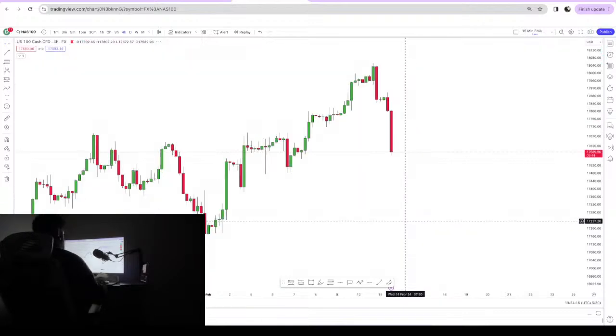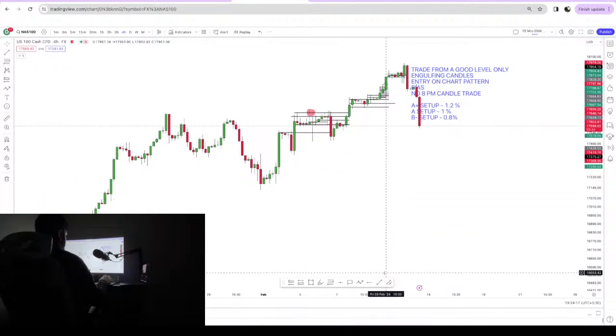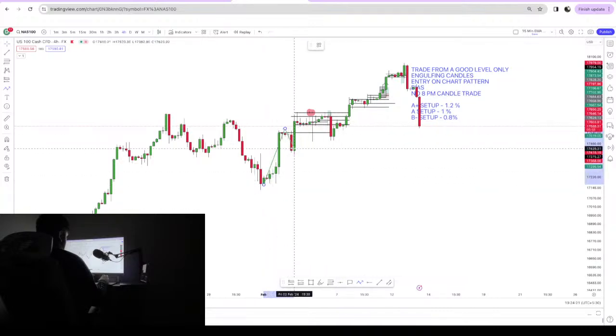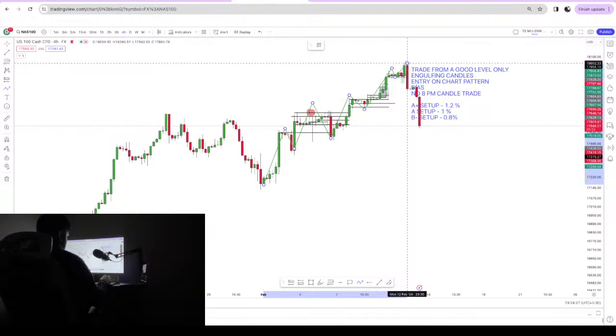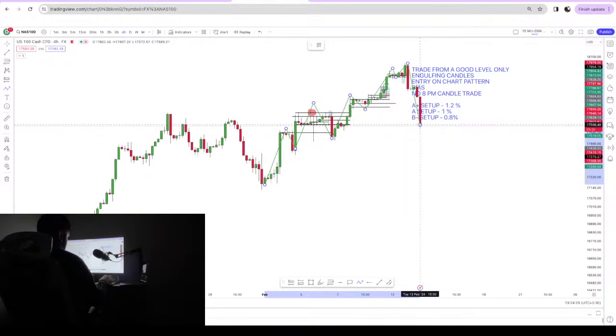On the 4 hour, what are you seeing? Higher high, higher low, higher high, higher low, and then a higher high and a lower low. So it's a kind of reversal. Just wait, there's an important call coming.